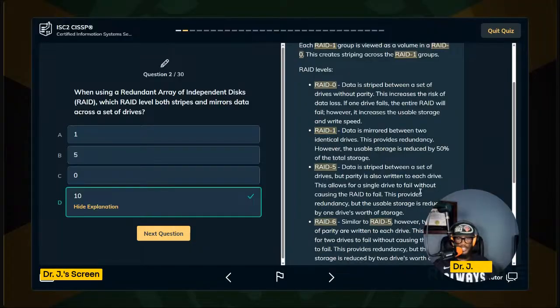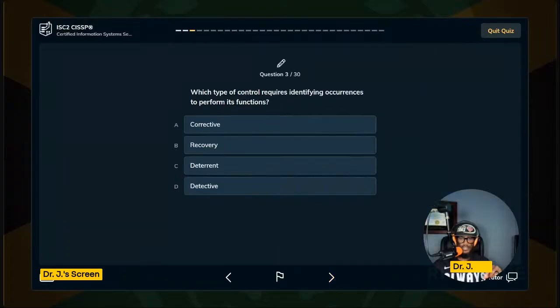Now, RAID 5: data is striped between a set of drives, but parity is also written to each drive. So this allows for a single drive to fail without causing the RAID to fail. This provides redundancy, but the usable storage is reduced by one drive's worth of storage. All right, so we got ourselves back on track with that one.